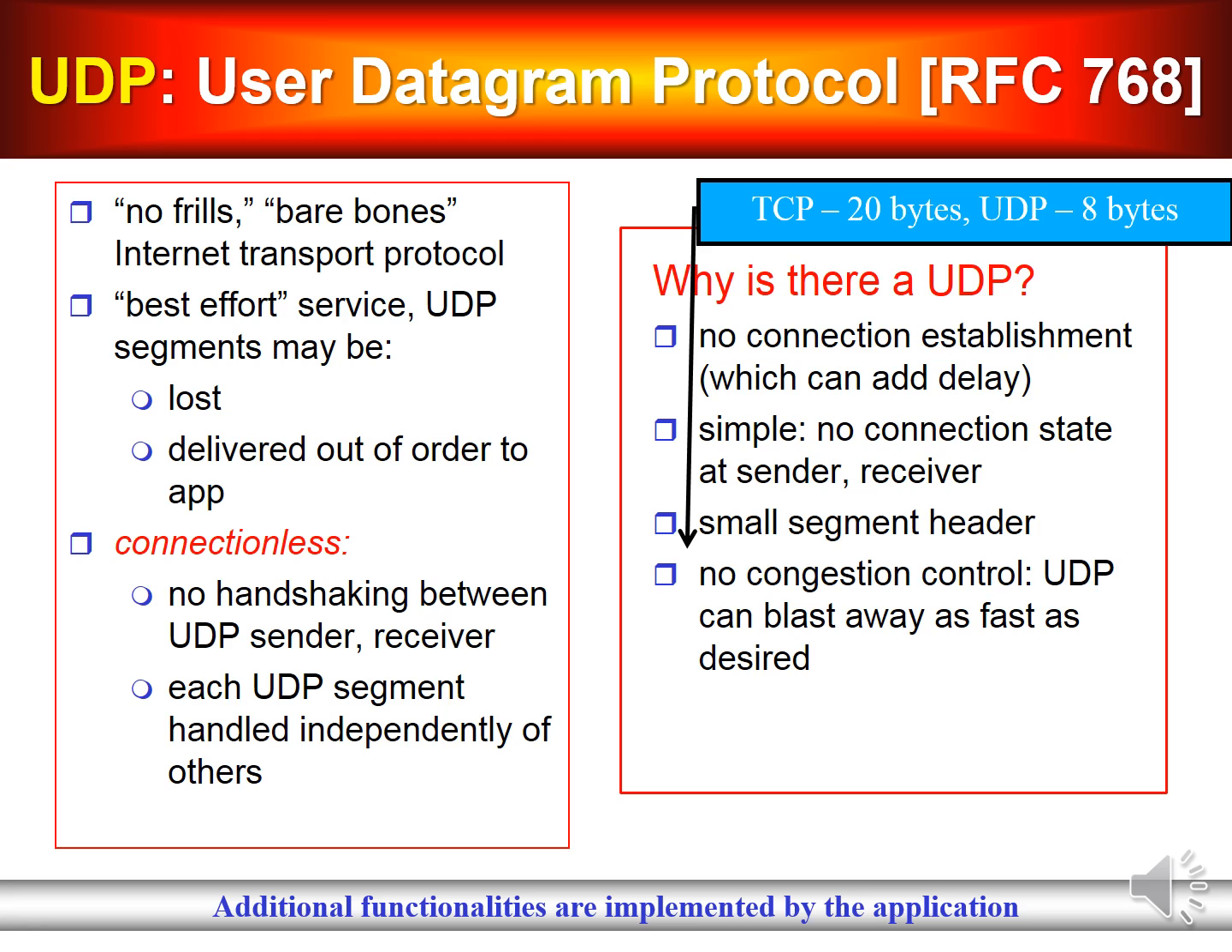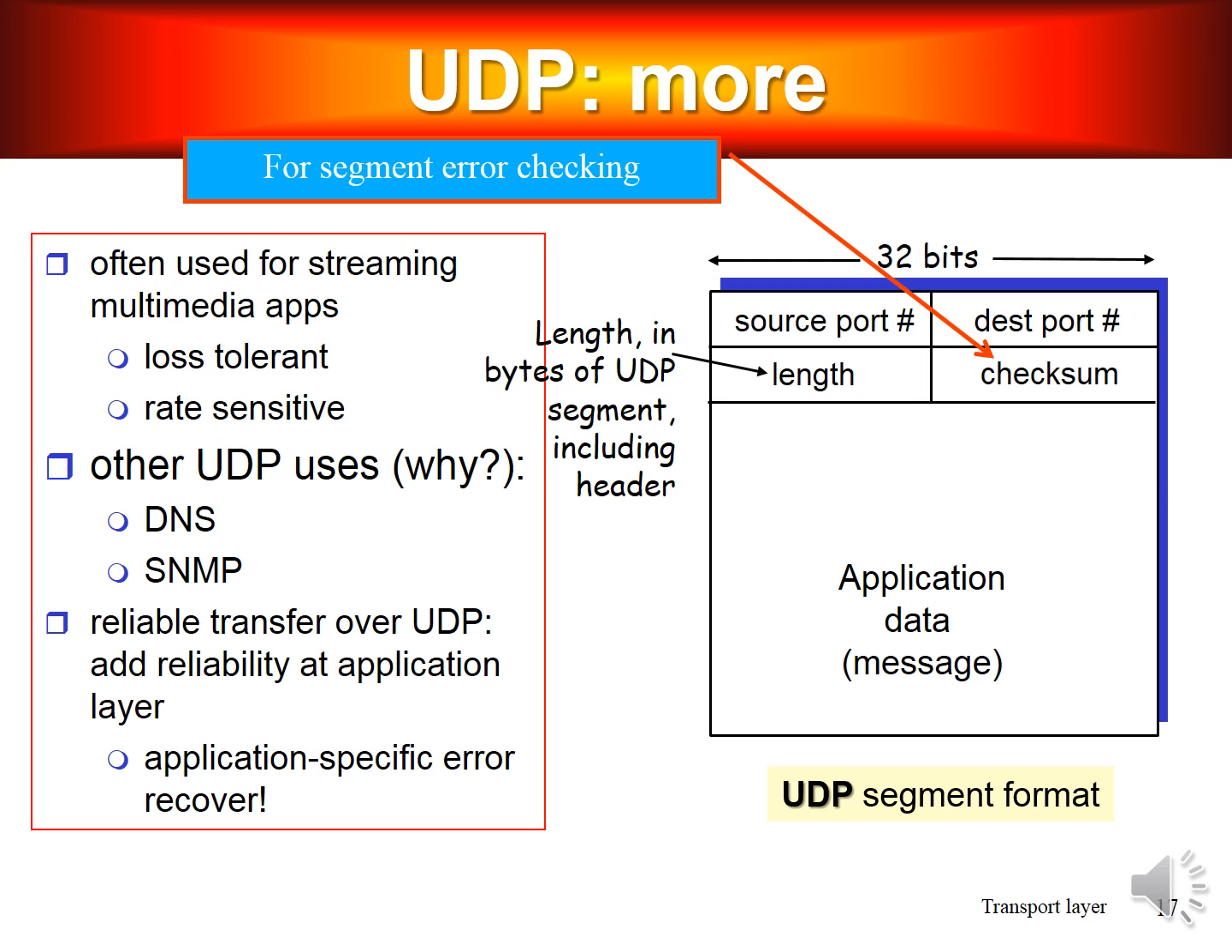Comparing TCP and UDP, the UDP header is 8 bytes while TCP is 20 bytes. There is no congestion control, so UDP can blast away as fast as possible. There is no segment error checking in the sense of retransmission, and the checksum covers the segment, with a length field giving the length in bytes of the UDP segment including the header. It is often used for streaming multimedia applications, which are loss tolerant and rate sensitive. Other UDP uses are DNS and SNMP. Reliable transfer over UDP needs reliability at the application layer, with application-specific recovery.